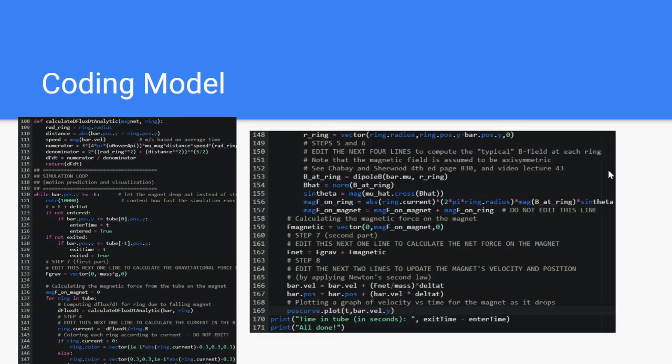For the coding model, the main thing I really wanted to focus on was, one, the calculation of the flux over time analytic model, as well as the while loop that was used in order to calculate the force on the ring over time, or the magnetic force in the ring over time.